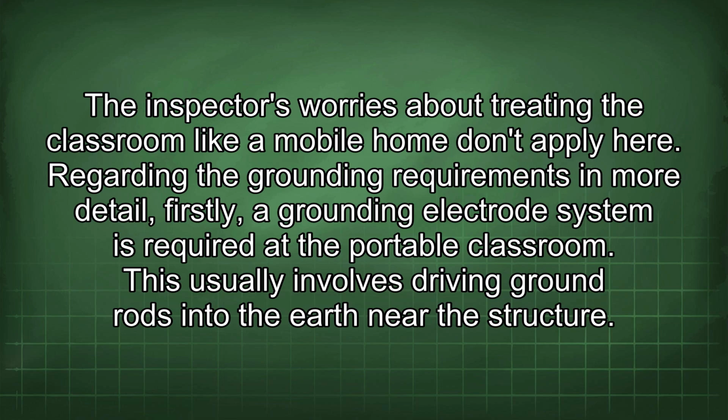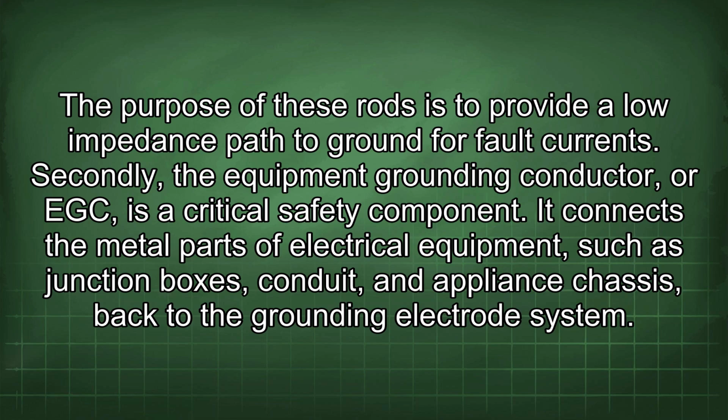Regarding the grounding requirements in more detail, firstly, a grounding electrode system is required at the portable classroom. This usually involves driving ground rods into the earth near the structure. The purpose of these rods is to provide a low impedance path to ground for fault currents. Secondly, the equipment grounding conductor, or EGC, is a critical safety component.